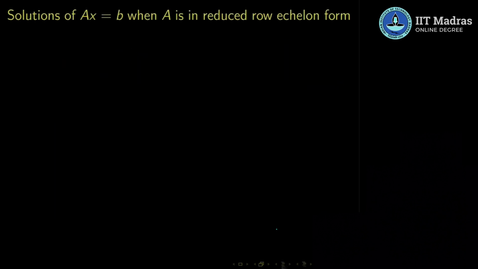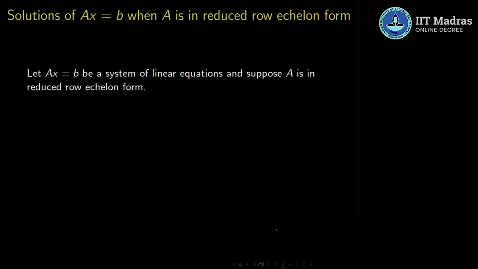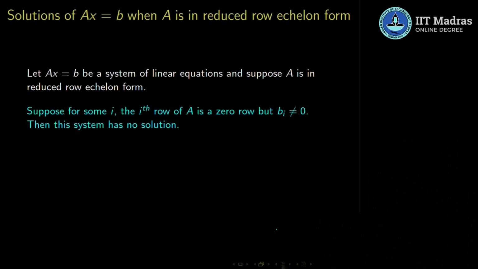Okay. So, solutions of Ax is b when A is in reduced row echelon form. We did not do one small case in the examples, but I will state it here before I talk about the general situation. So, let Ax is b be a system of linear equations, and suppose A is in reduced row echelon form. Suppose for some i, the ith row of A is a 0 row, but bi is non-zero. So the ith row of A is 0, but the corresponding constant bi is not 0. Then this system has no solution.